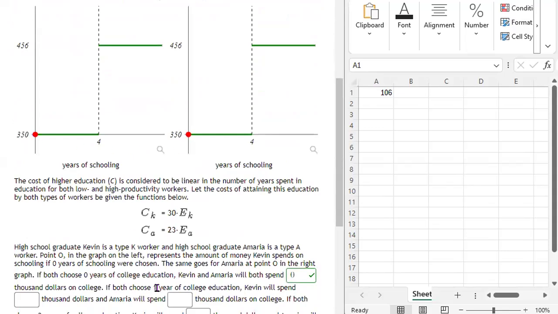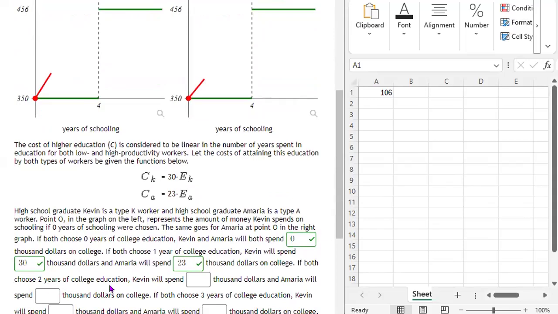Now, if both choose 1 year of college education, I'm going to plug 1 into here. 1 times 30 is 30. So Kevin's going to spend $30,000. And Amira will spend $23,000.